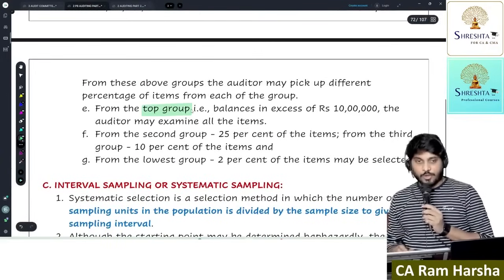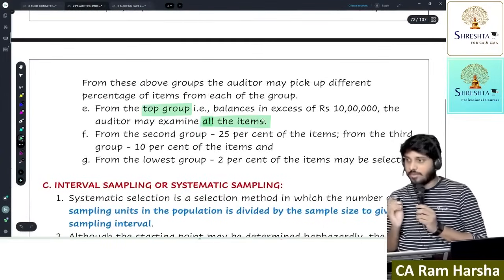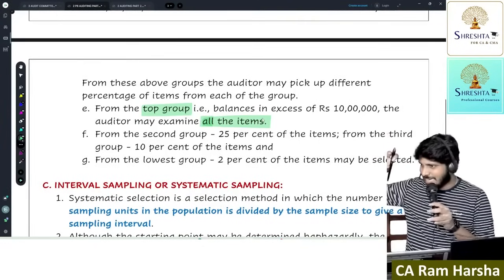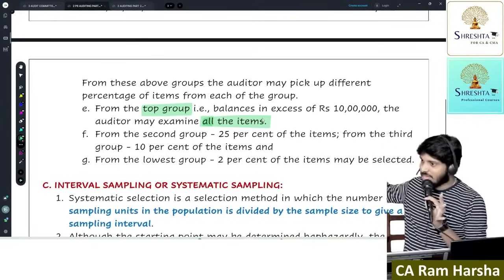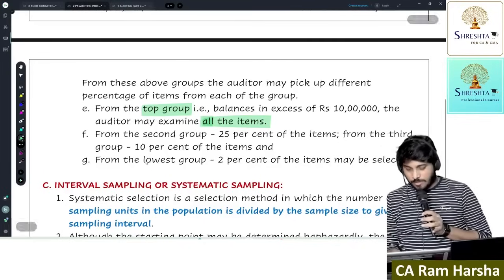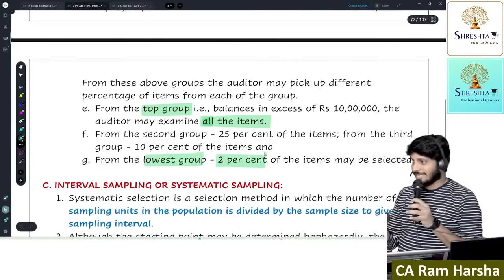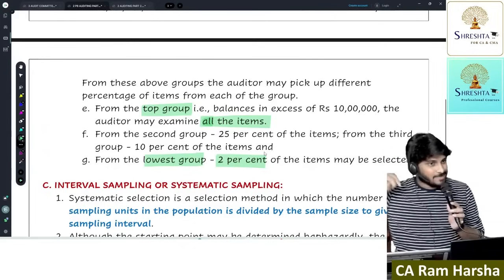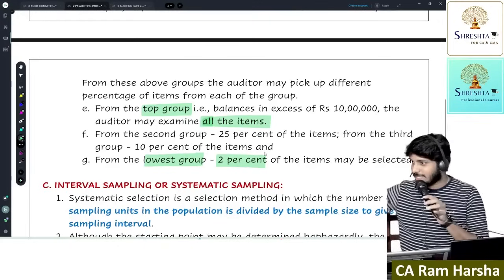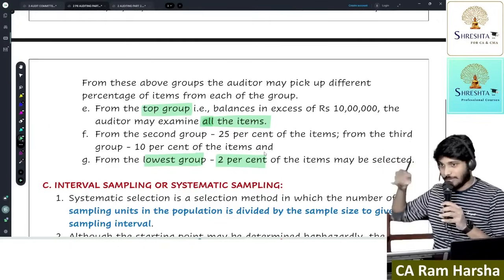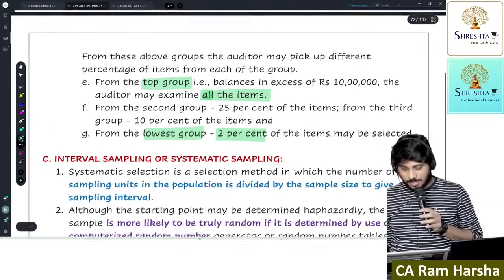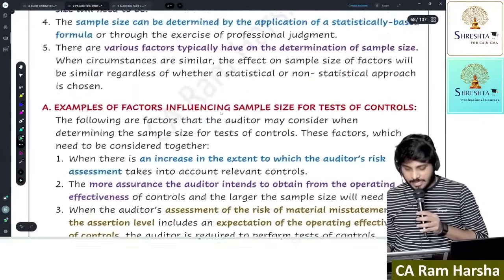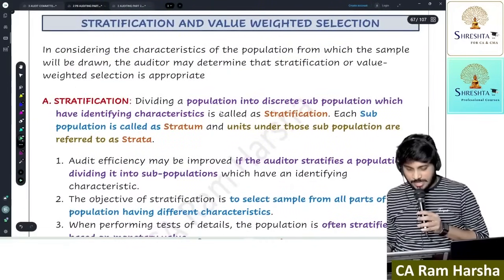Generally, for the top group, we will verify 100% of items. Why? Big items are generally fewer in number, so even if you verify 100%, it is okay. Whereas from the lowest group, we verify 2%. In our example also, 234 items were there and we verified only 6 items. Hardly a 3% sample from the lowest group. Able to understand? That's about stratified sampling. Now we need to see the techniques of stratification and value weighted selection.